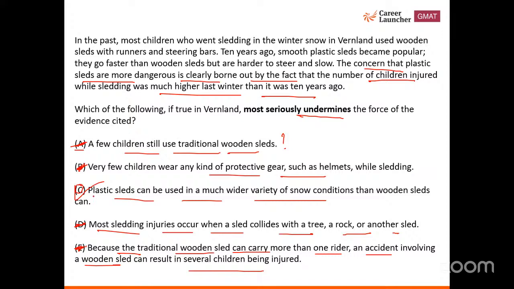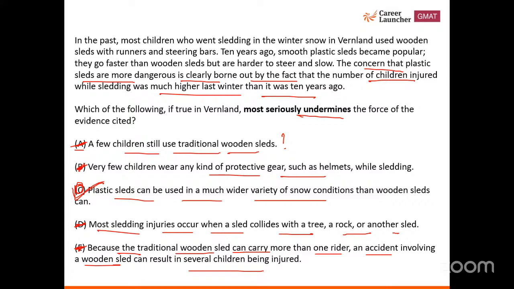Not really, irrelevant, guys. The only logical choice was C part here, which clearly tells me that just because an activity is being done more, right? Plastic sleds can be used in a much wider variety, meaning that it can be used more. Just because an activity can be used more does not mean that it is more dangerous, right? All it is trying to point out is that it can be used more.